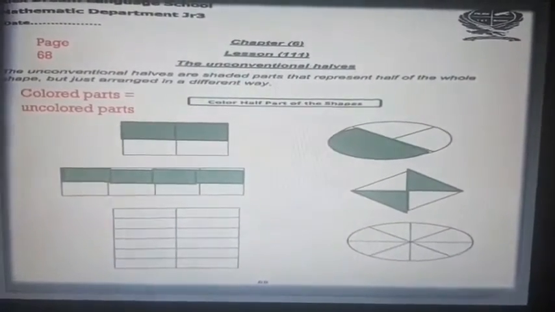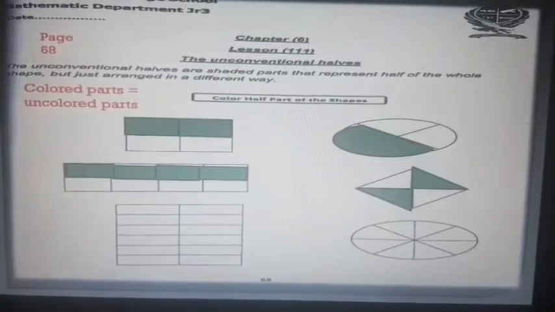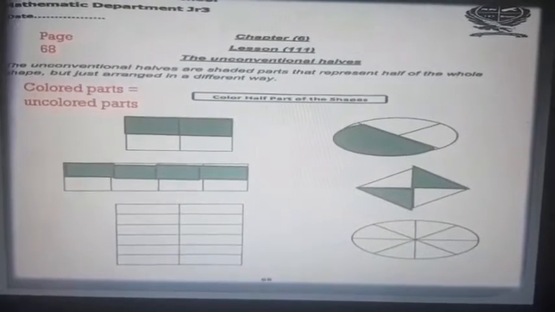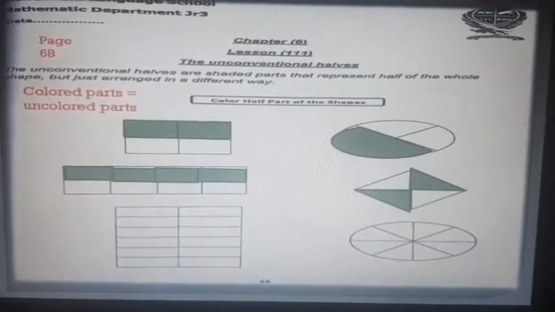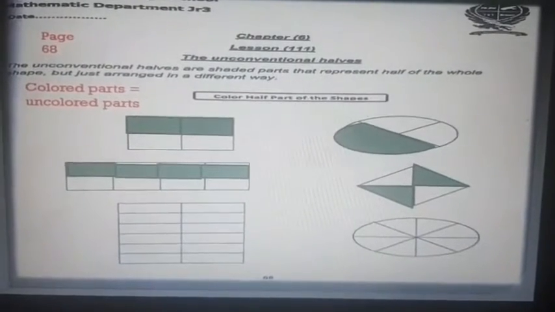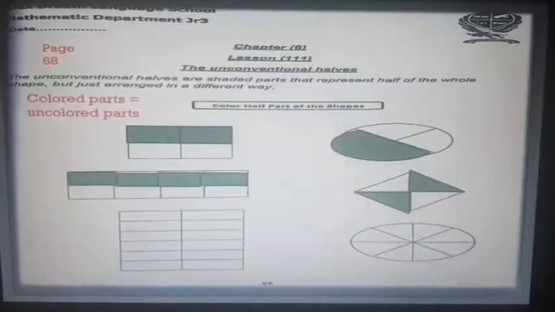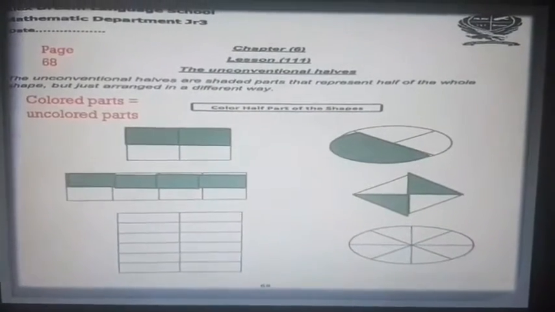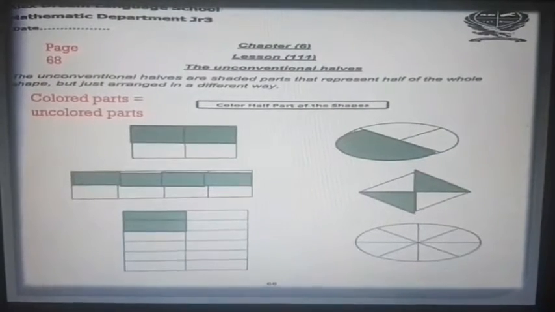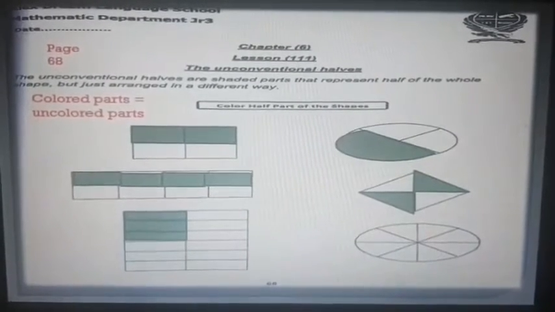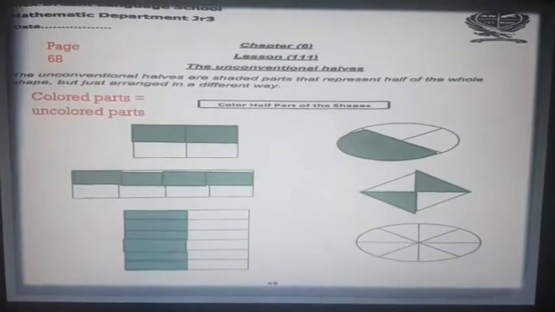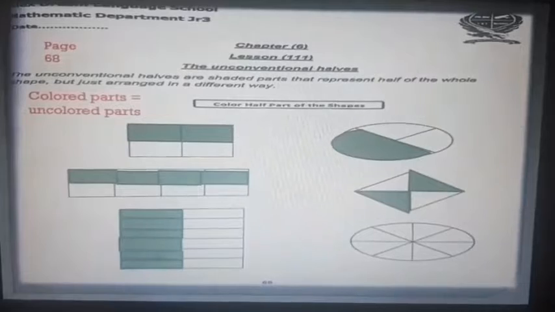Okay, number 5, count how many parts you have. 1, 2, 3, 4, 5, 6, 7, 8, 9, 10, 11, 12. So the half of 12 is, yes, 12 divided 2 is 6. So I will color 1, 2, 3, 4, 5, 6 parts to represent half.